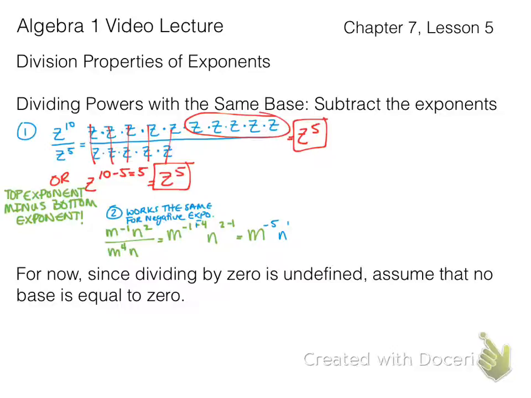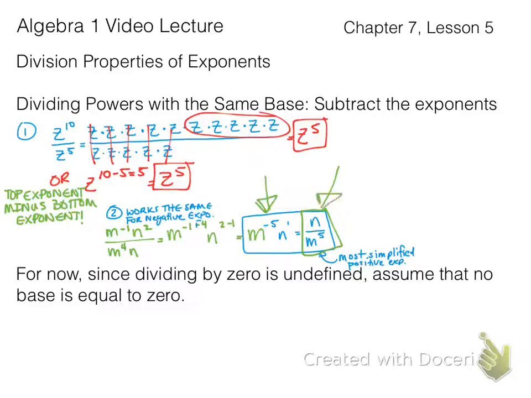And again, for now, since dividing by 0 is undefined, we're going to assume that no base is equal to 0 for right now. Again, later on in other math classes, they'll want you to do that, but for right now, we'll just assume that no base is 0. Okay. And again, this one right here is the more simplified version because it has positive exponents. This one is technically still correct, but we consider this one more simplified.